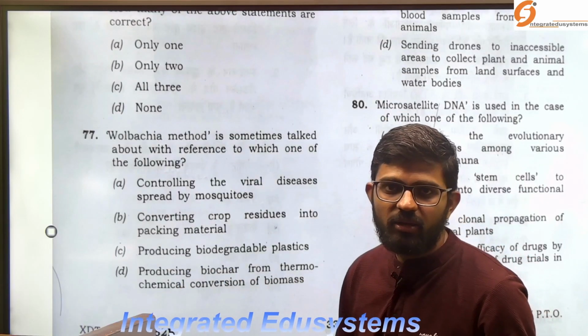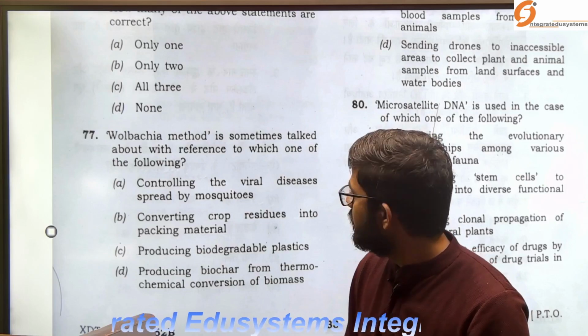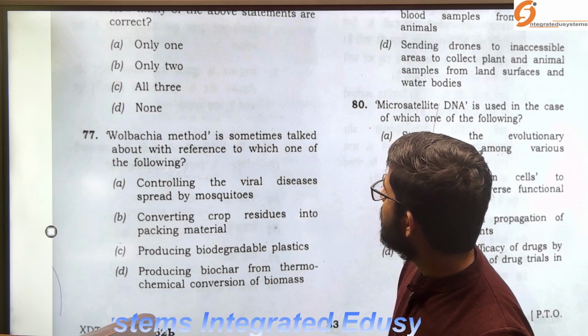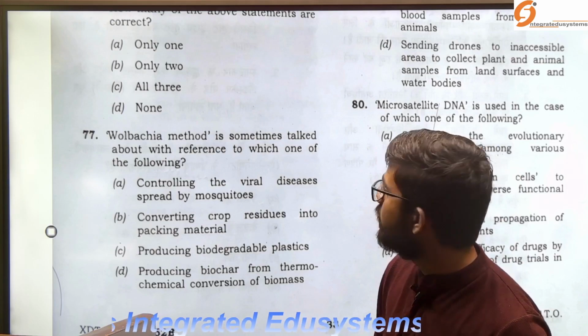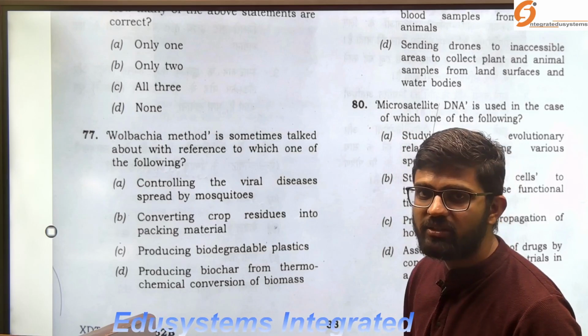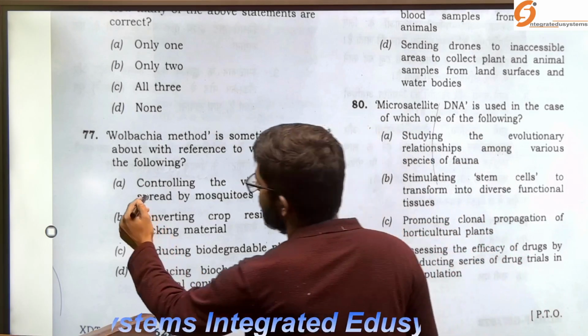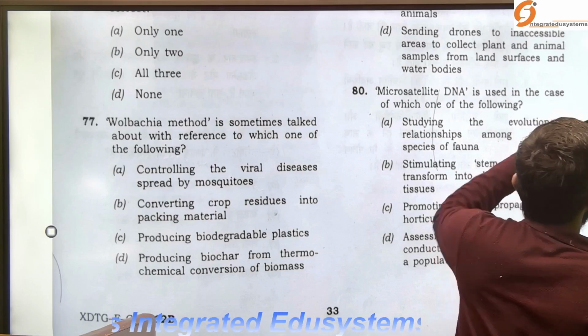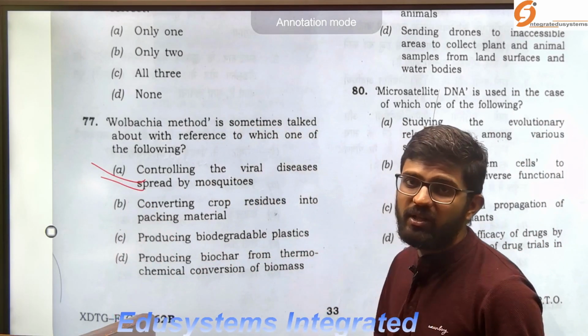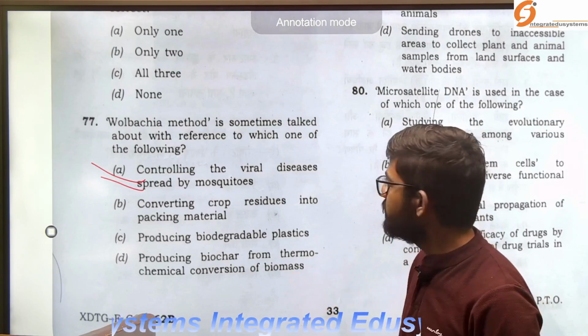Last year, Miyawaki method. This time, Wolbachia method is sometimes talked about with respect to which of the following: controlling the viral disease spread by mosquito. Yes, it is related to this. It was one of the science tech questions that we see, and with respect to various methods, we have to see the link.